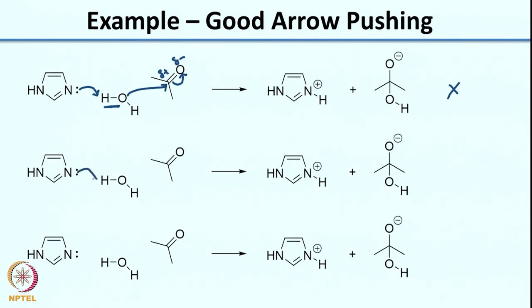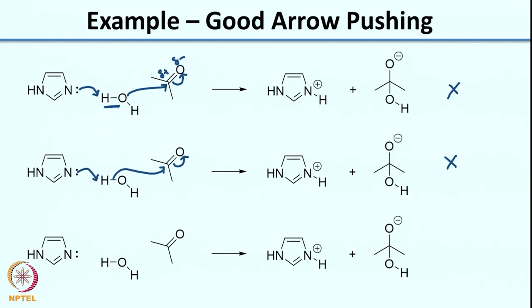Here again, the first step is the lone pair grabbing the proton. Sometimes people show the bonded electrons going to the electron deficient carbon. This again is not a very good method of writing, because you are showing the bonded electrons moving there, which is not actually the case.